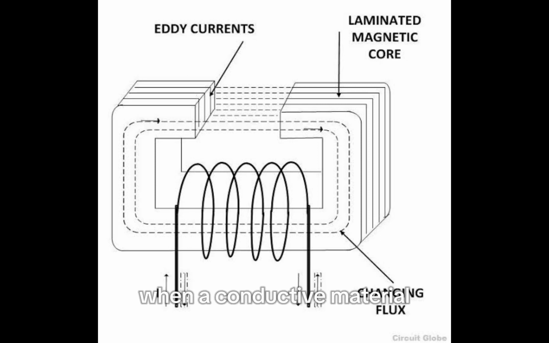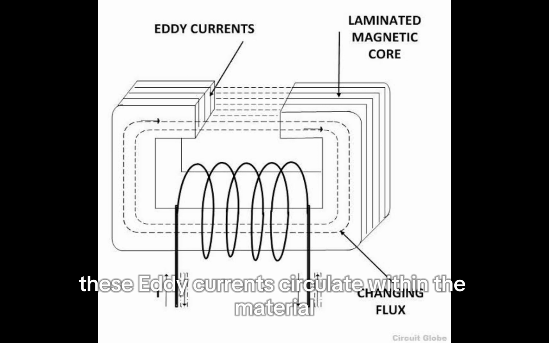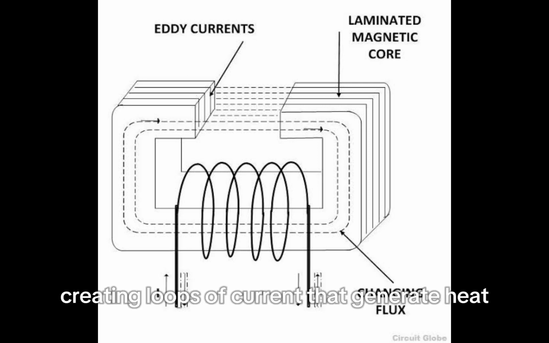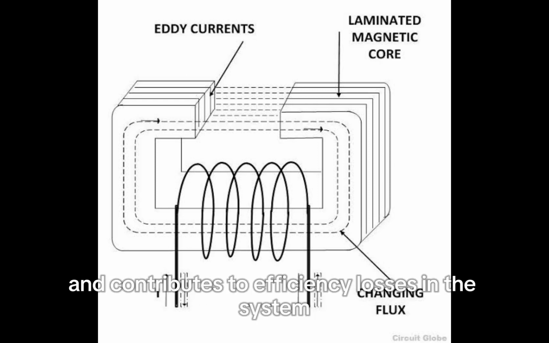When a conductive material is placed in a varying magnetic field, such as the core of a transformer or the rotor of an electric motor, eddy currents are induced due to Faraday's law of electromagnetic induction. These eddy currents circulate within the material, creating loops of current that generate heat through electrical resistance. This heat dissipates energy and contributes to efficiency losses in the system.